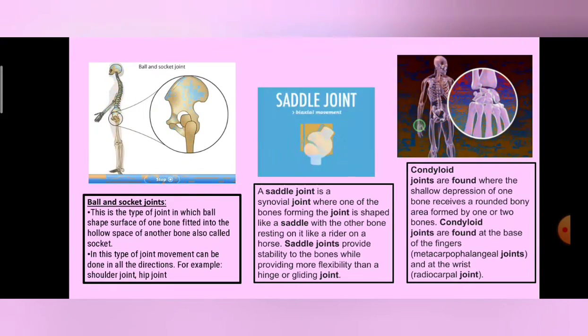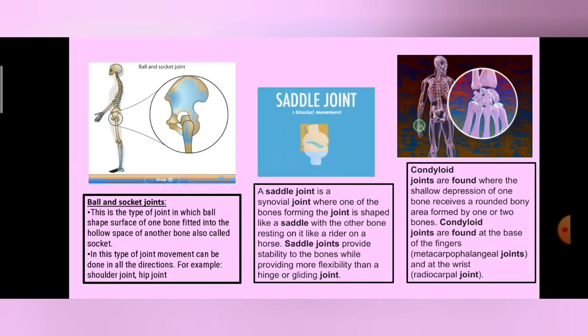4. Ball and socket joint. This is the type of joint in which the ball-shaped surface of one bone fits into the hollow space of another bone, also called the socket. In this type of joint, movement can be done in all directions, for example, the shoulder joint and hip joint. And 5. Saddle joint. A saddle joint is a synovial joint where one of the bones forming the joint is like a saddle with the other bone resting on it like a rider on a horse. A saddle joint provides stability to the bones while providing more flexibility than a hinge or gliding joint.